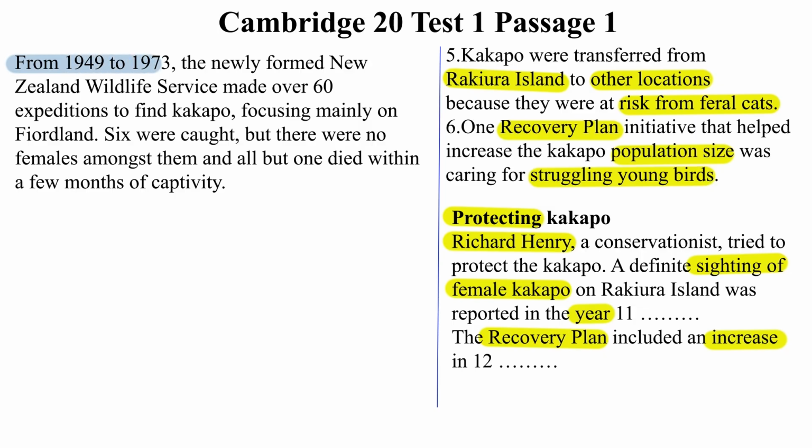From 1949 to 1973, the newly formed New Zealand Wildlife Service made over 60 expeditions to find kakapo, focusing mainly on Fiordland. Six are caught, but there are no females among them, and all but one died within a few months of captivity. Here, there is no specific year and no information about Rakiura Island.